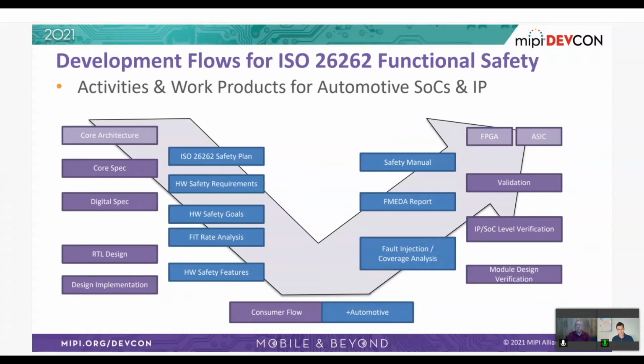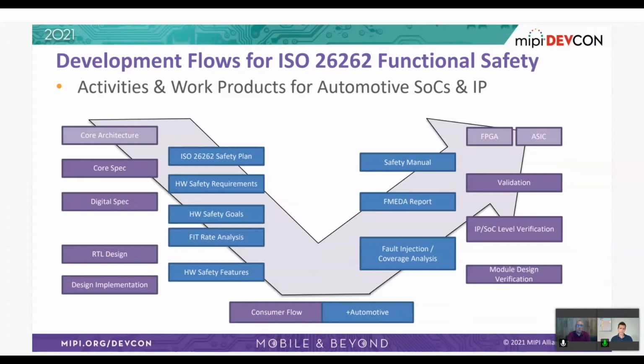Starting with functional safety, this visual shows you the development flow for functional safety, ISO 26262. The key point here is that when you're designing for automotive, there are a number of activities, operating steps, and work products that need to be added to the development flow. If you look at a typical V-shaped model, on the left side we have the architecture and the implementation, and on the right side, we have the verification and the validation.